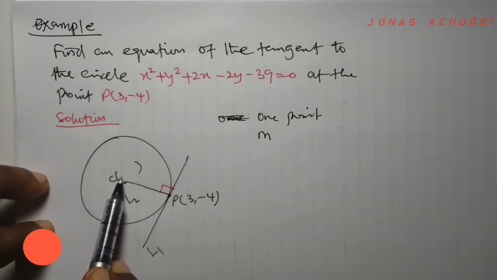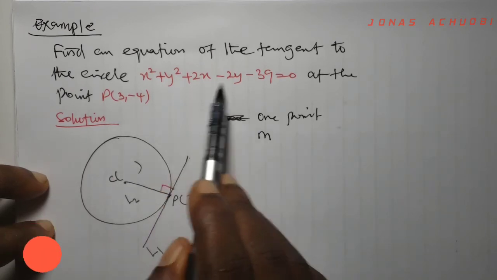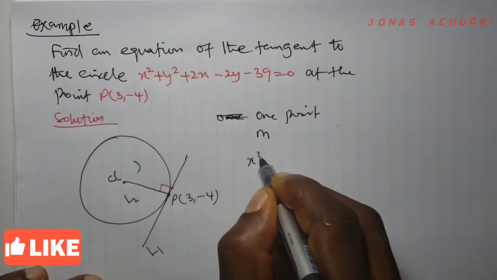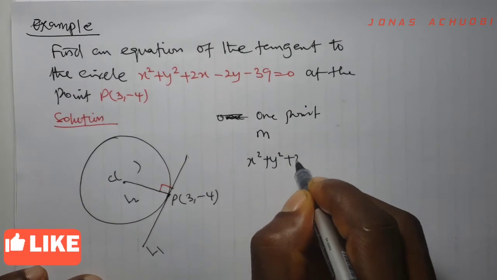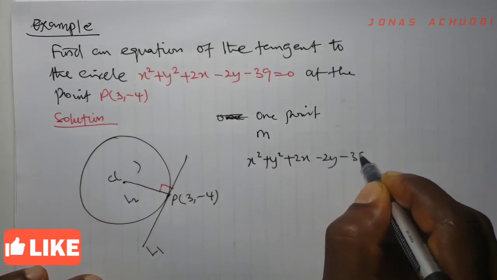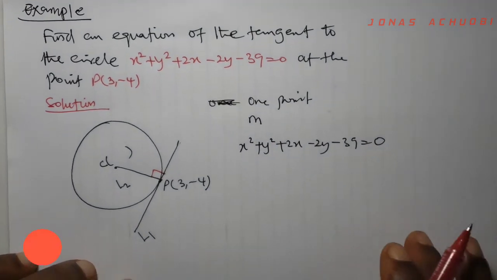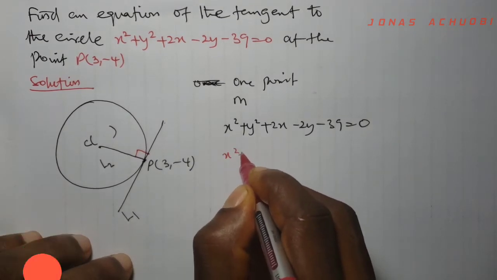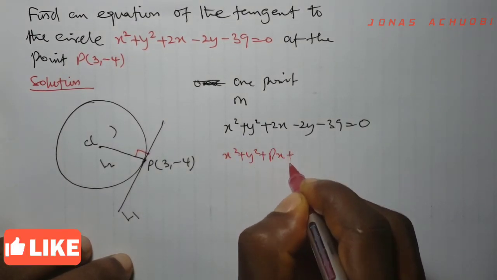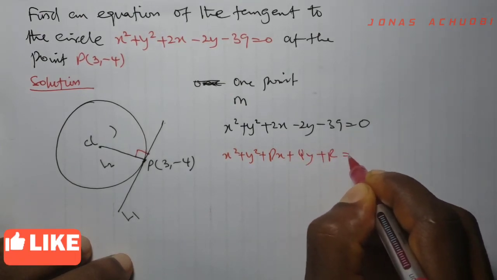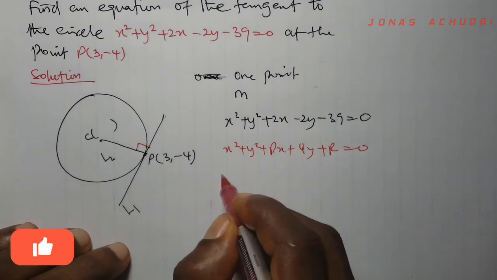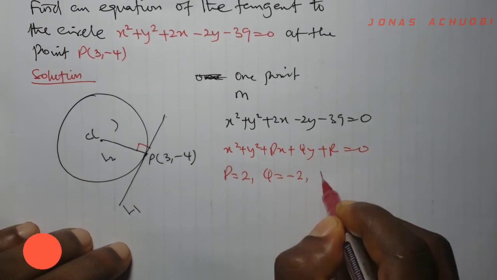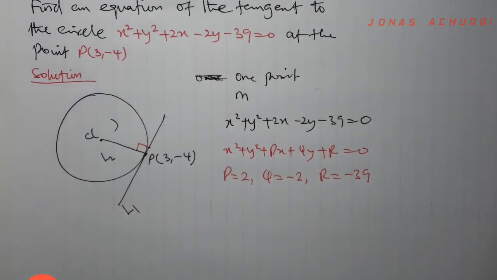However, we can establish the center of this circle from the equation of the circle. The equation of the circle is x squared plus y squared plus 2x minus 2y minus 39 equal to 0. If we compare this equation to the alternative form, x squared plus y squared plus px plus qy plus r equal to 0, what do we get? We get that p is 2, q is negative 2, and r is minus 39.